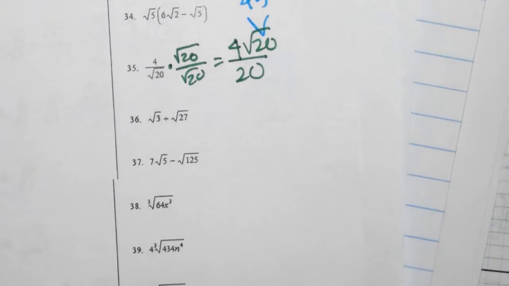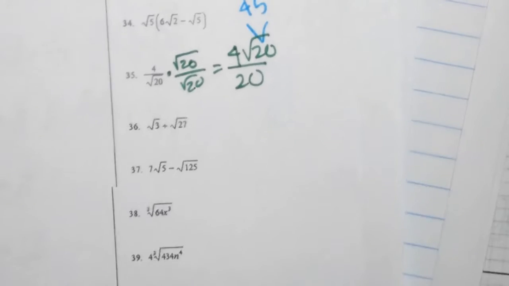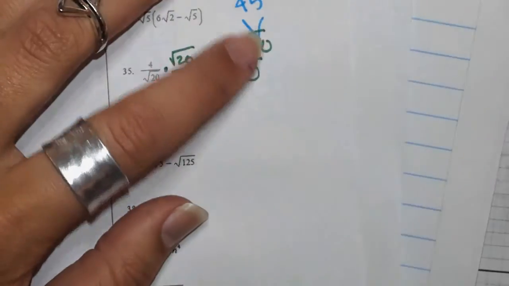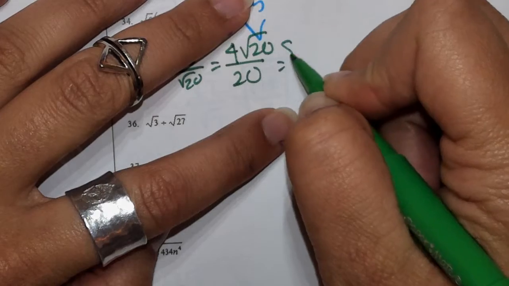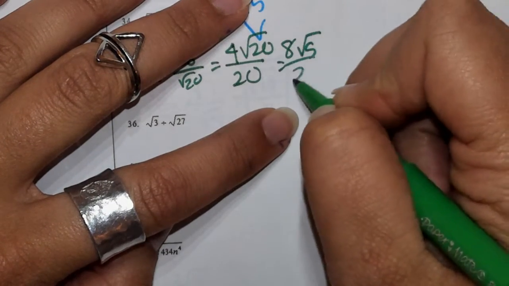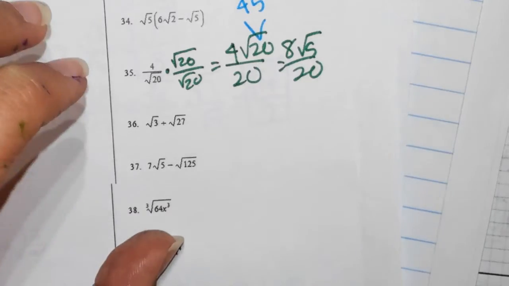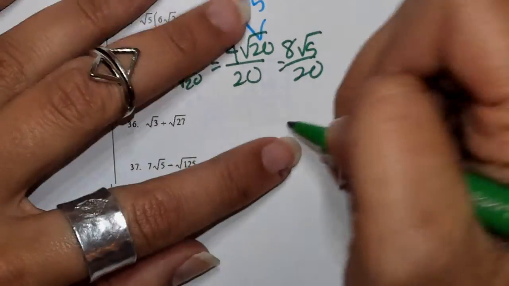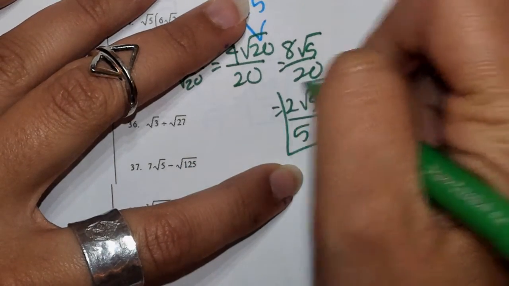Alright, what's the square root of 4? Sorry. What is the square root of 4? 2 times 4 is 8 root 5 divided by 20. Now, can 8 and 20 reduce? What goes into both 8 and 20? 4. What's 8 divided by 4? What's 20 divided by 4? Boom, we're done.